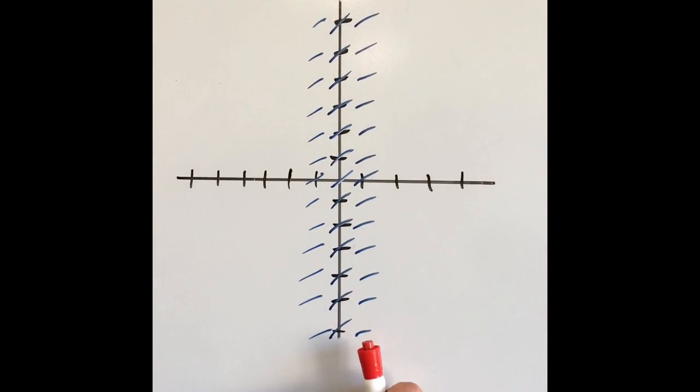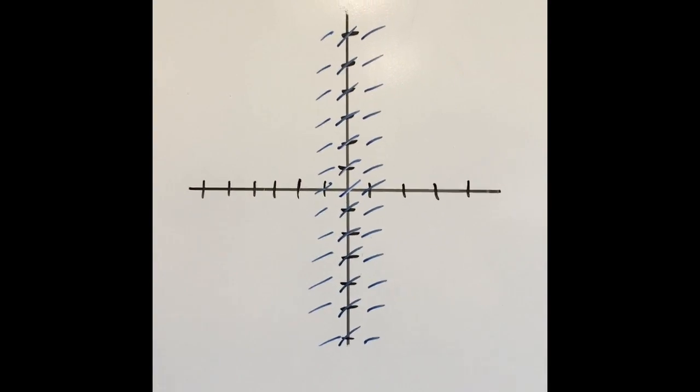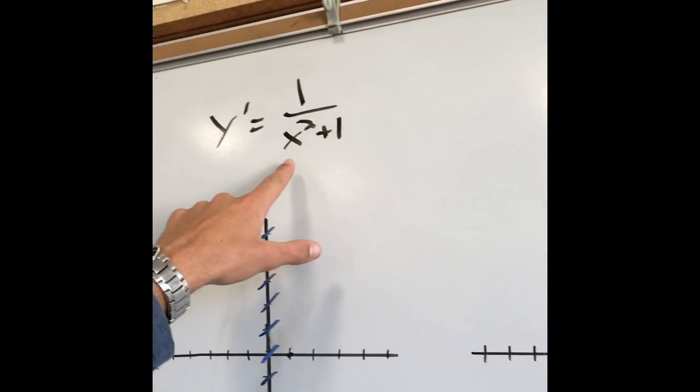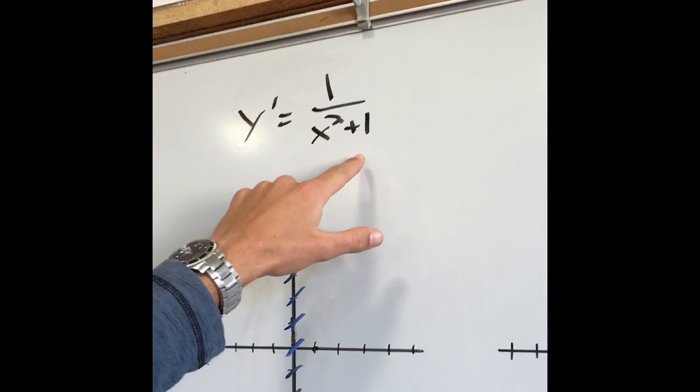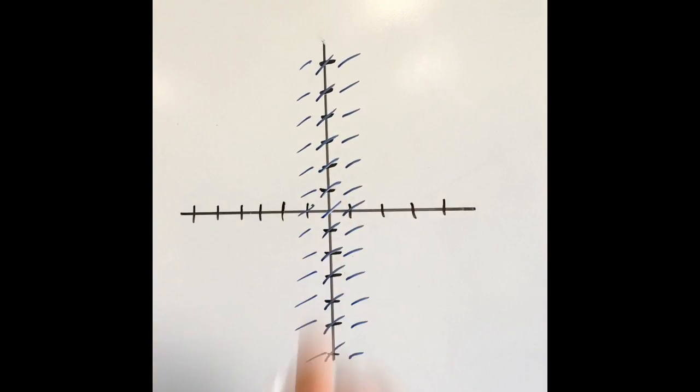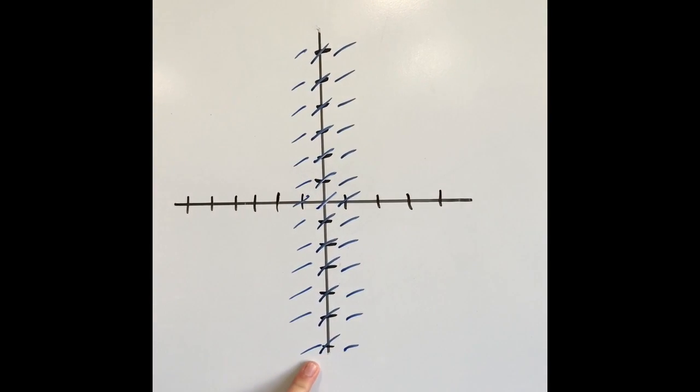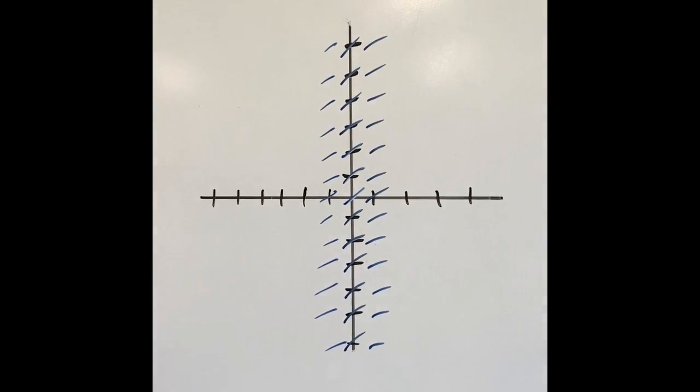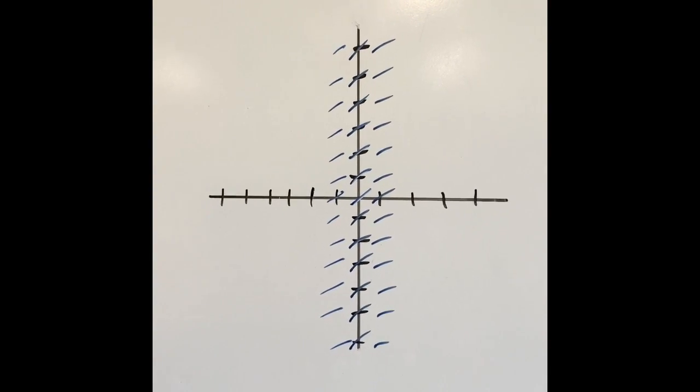We go over to 1, we plug that into the original equation. 1 squared is 1, plus 1, that gives us a slope of 1/2. So then you go in and you draw in a bunch of little slopes of 1/2. And we can do the same for -1. -1 squared is 1, plus 1 gives you a slope of 1/2.